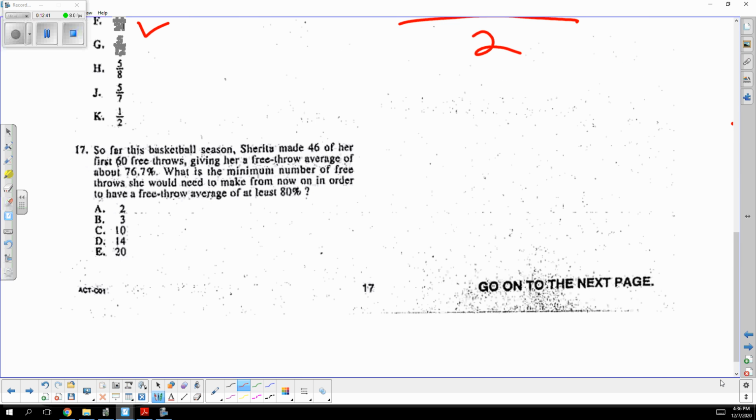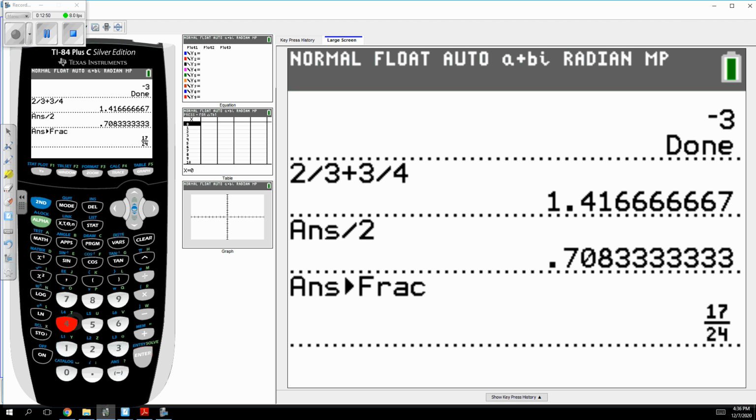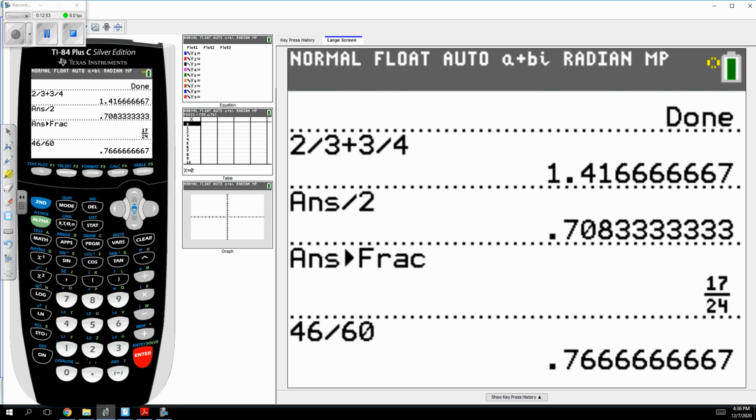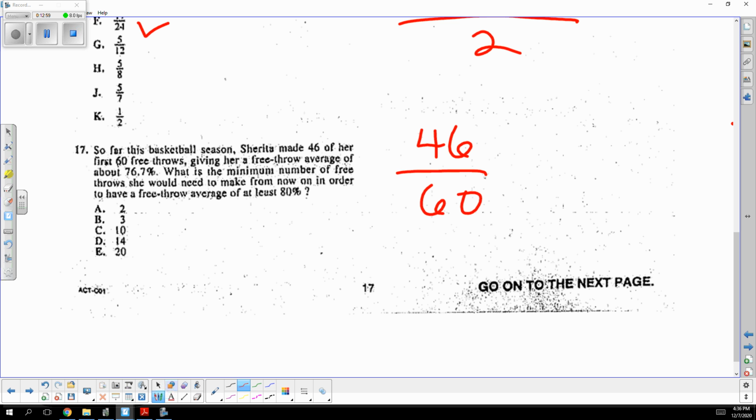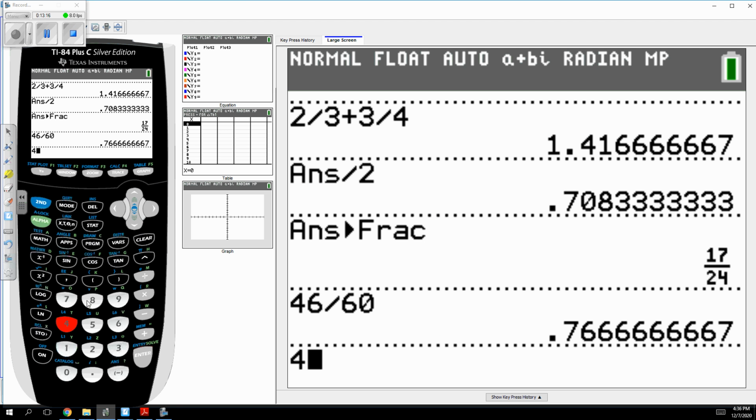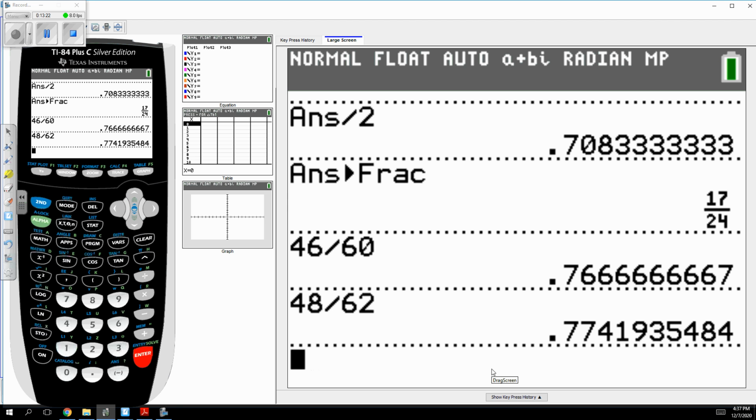Okay. So she's made 46 out of 60 free throws. If you check that, that's a percentage of 76.76. Well, if she keeps making them, how many to get to 80%? So I'll just start with the lowest guess. What if she makes 2 in a row? That would add 2 to the top and the bottom, and she'd be 48 out of 62. Is that good enough? No.